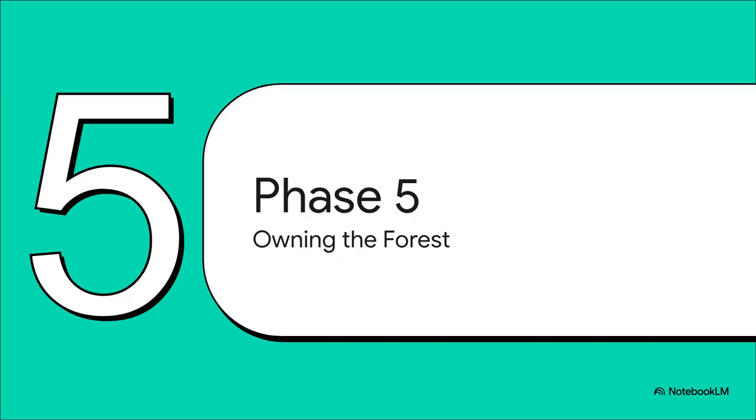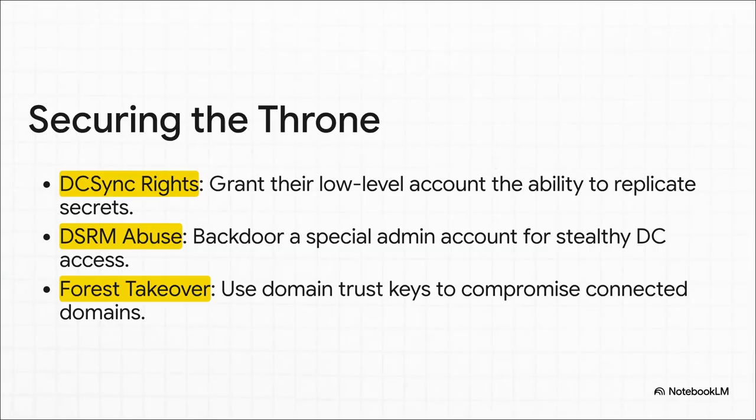But why stop with just one kingdom, right? In this final phase, the attacker makes sure their reign is absolute and permanent, and then they look to expand their empire to all the other connected domains. First thing they do is secure their throne. They give their original low-level account those special DCSync rights, which basically turns it into a skeleton key that can steal any password on demand.